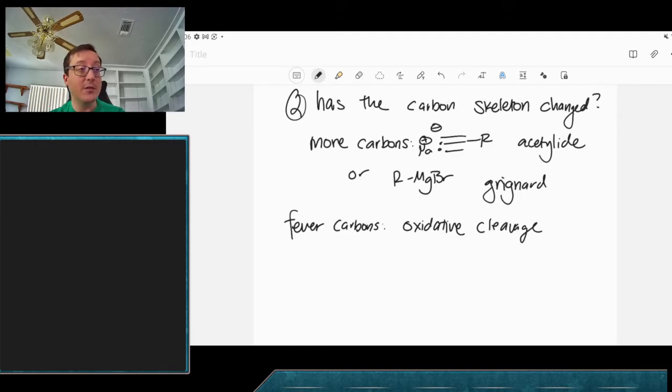That's the only way we have so far to remove carbons from our structure. So we would use ozonolysis or KMnO4, cleave an alkene, and go from there. So that's the way we would remove carbon. So if we have fewer carbons in our product, we have to have removed one or more through oxidative cleavage. If we have more carbons than we started with, then we've either added an acetylide or a Grignard to our product here.